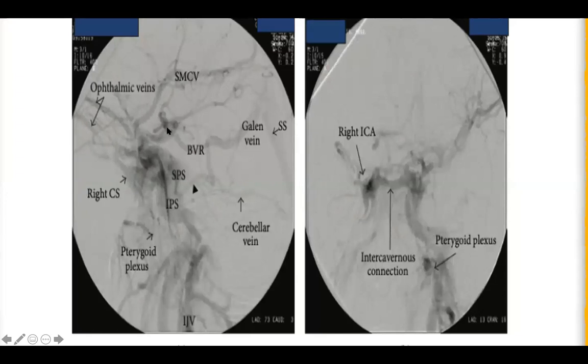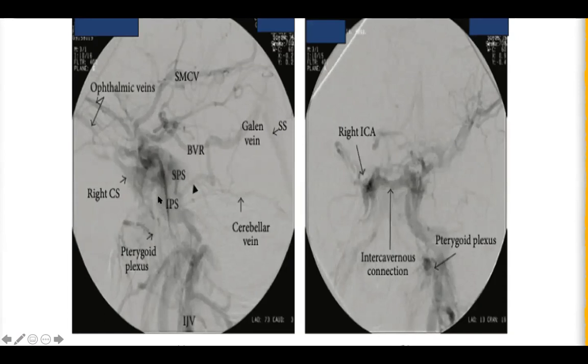Also, the drainage is going into the basal vein of Rosenthal, which continues as the vein of Galen and the straight sinus. It also drains into the superior petrosal and the inferior petrosal sinus. The arrow is showing the lateral mesencephalic vein, which I will tell in detail about. And also the drainage is into the pterygoid plexus. So clearly here we can see the drainage goes in all the veins.